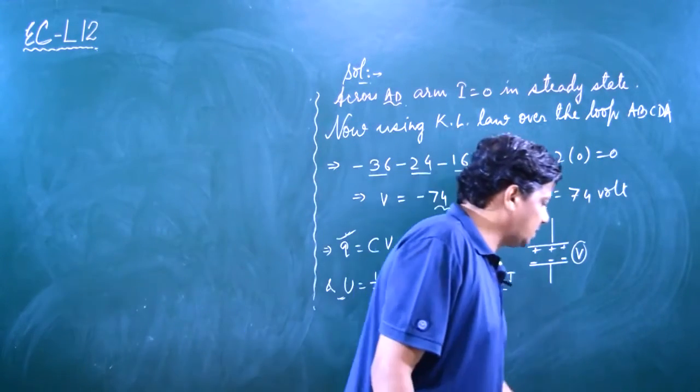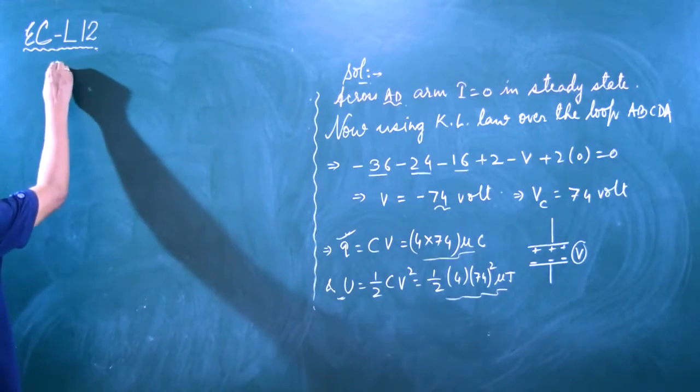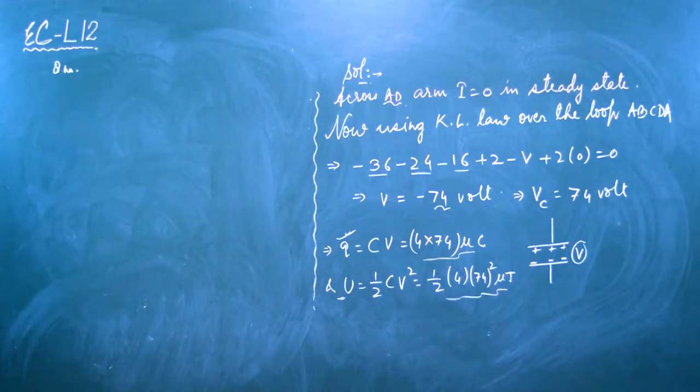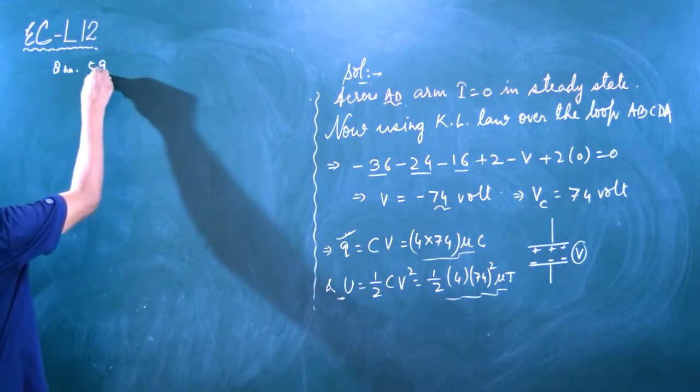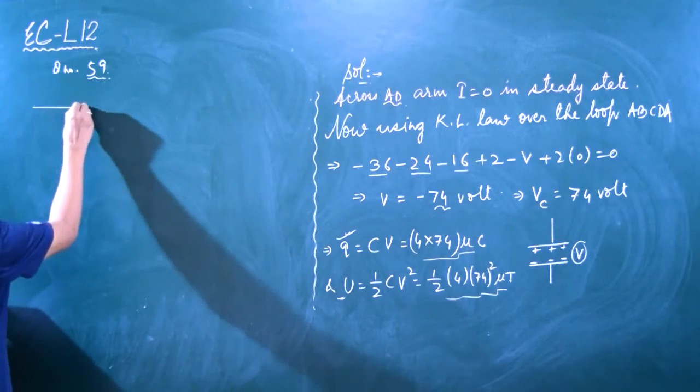Now we take one more circuit from HCV. It is question number 59 from the current chapter. Okay, what we have given, firstly I draw the circuit. The circuit is like this.